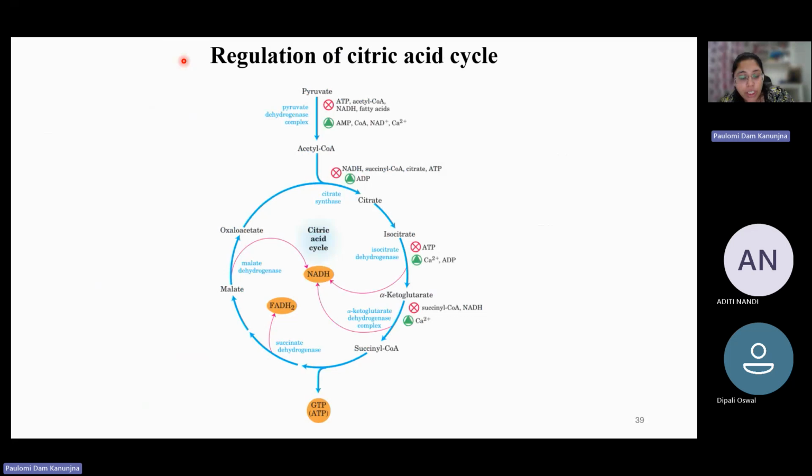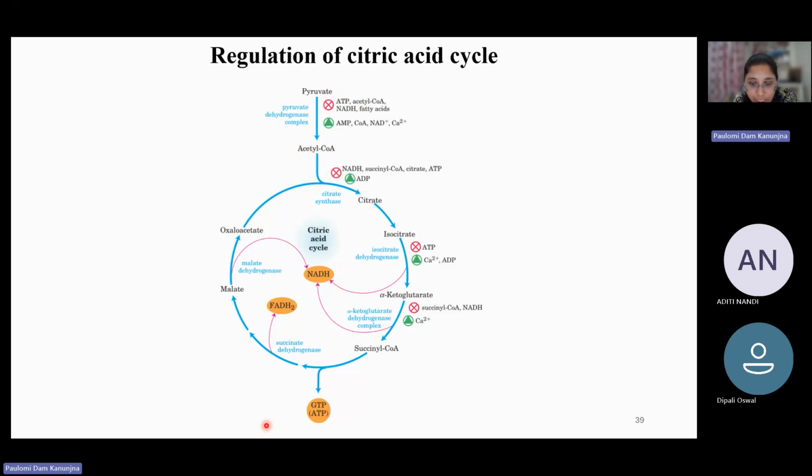Now, this is what I was talking about when I was talking about the regulation of glycolysis. Look at here. So this is pyruvate. This got converted to acetyl coenzyme A. That acetyl coenzyme A entered the citric acid cycle.